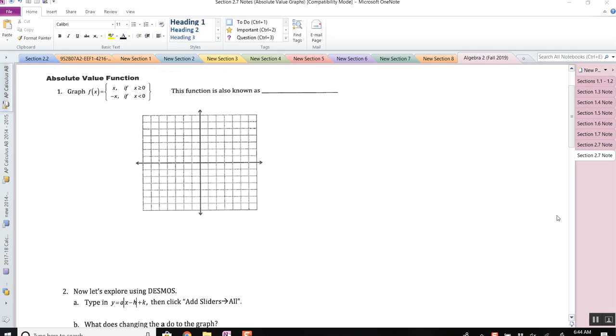So here, we're going to start by graphing a piecewise function. Here we have y equals x if x is greater than or equal to 0, and y equals negative x if x is less than 0. We already practiced this in class last time. We know that this is a piecewise function, but it's also known as an absolute value, and I'll explain why in a sec.